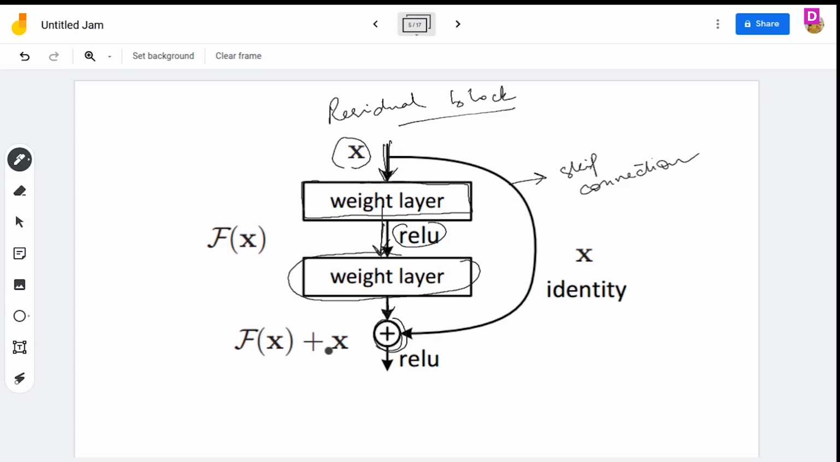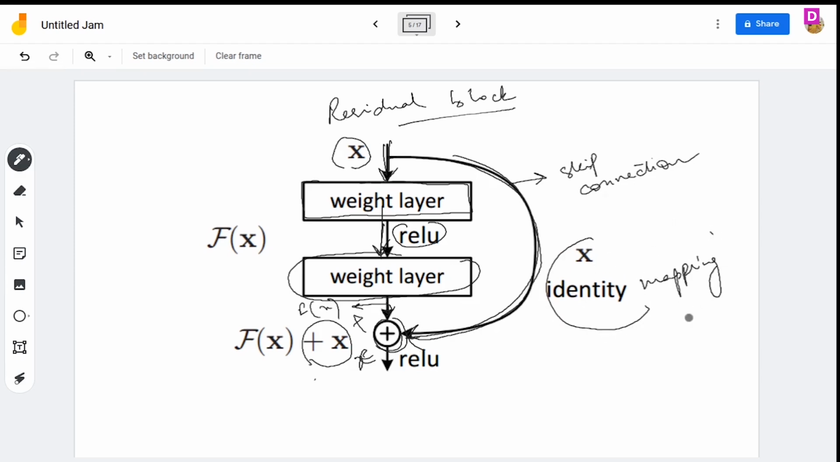Here you will have an addition. This addition will be the output that you get from here, that is f of x, plus this connection here. This is a skip connection. So you will add this part here. We will talk about that later, but this is known as a skip connection and this is very helpful. This is also known as identity mapping.